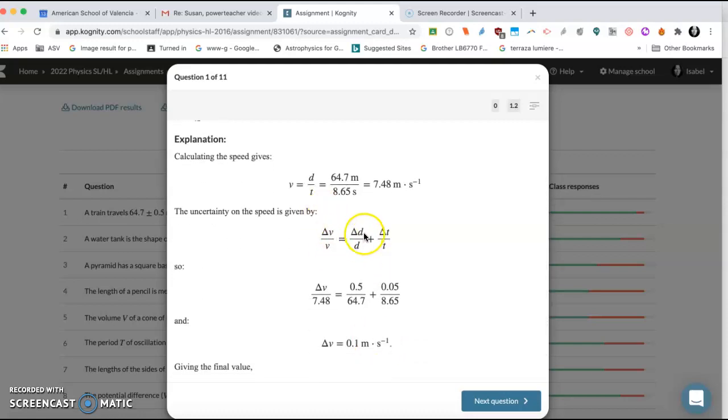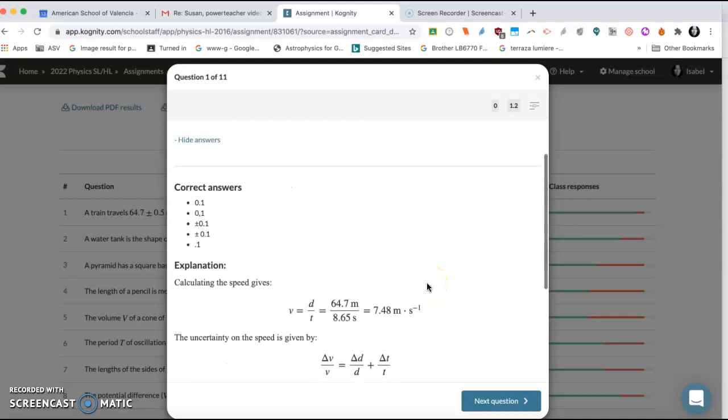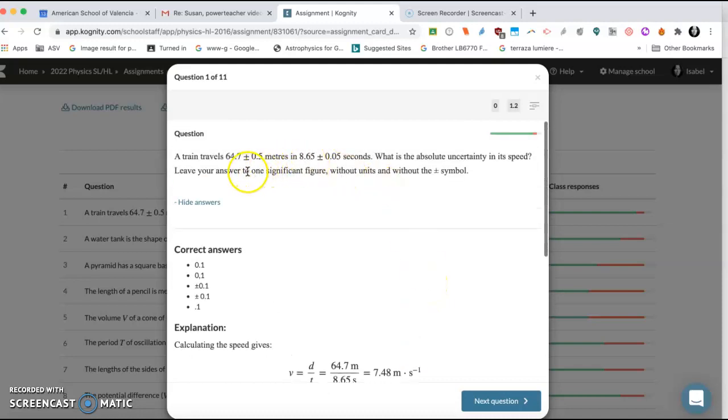Completing for these values, the uncertainty in distance over the distance plus the uncertainty in time over the time equals the fractional uncertainty in the speed. So that gives you a fractional uncertainty, which you then need to multiply by the value 7.48. That will give you an uncertainty of 0.1. It's possible that you got this bit wrong. Be careful with Kognity. They're very specific about the number of significant figures you need.